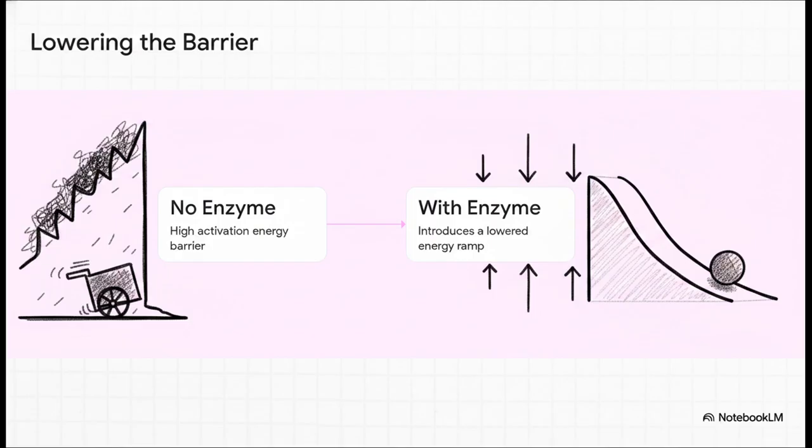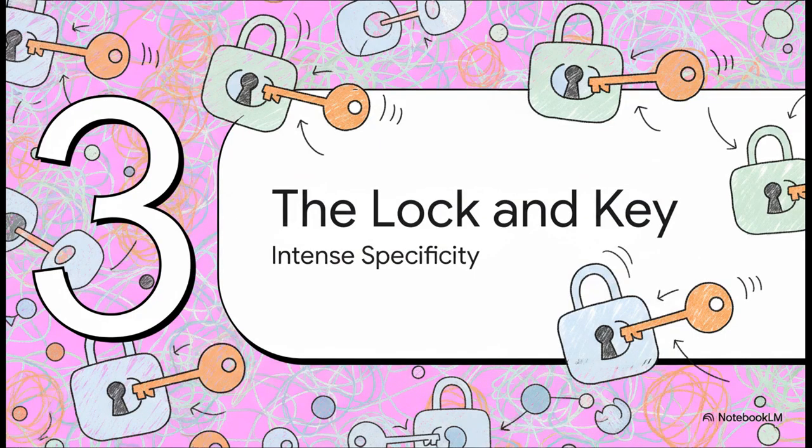But watch what happens as we progress to step 2. Notice how the enzyme steps in and physically pushes that barrier down? It introduces this lowered energy ramp. By flattening the curve, the enzyme drastically drops the required activation energy, making it incredibly easy for the reaction to simply roll forward.